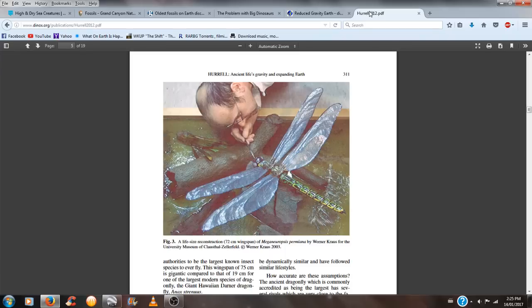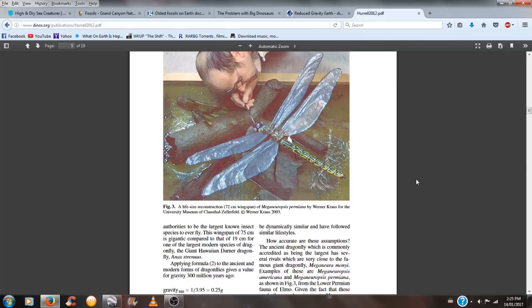All right, so this is basically what I'm getting at here. This is how life in ancient times grew to such ridiculous sizes. There was simply less gravity, right? This is a life-size reconstruction. This is not a real one, of course, or one that they dug up. It's a reconstruction, basically, of a fossil that they found.